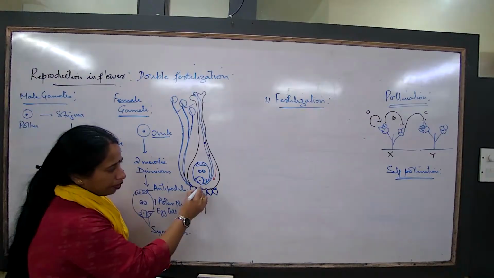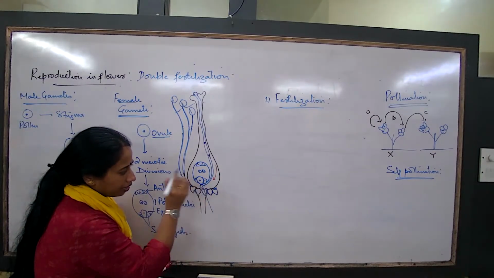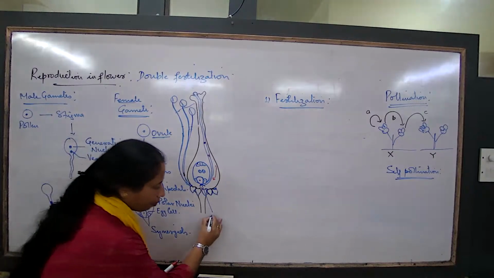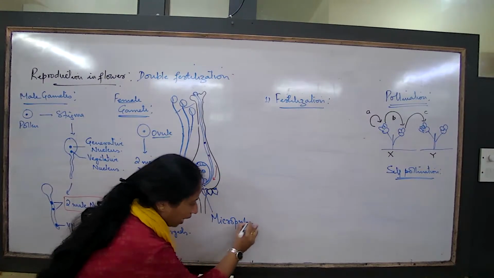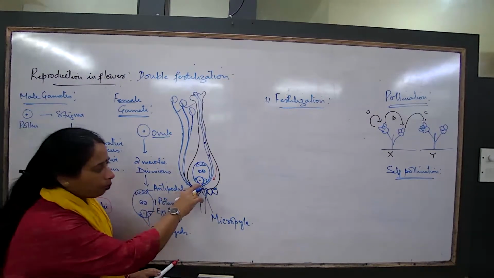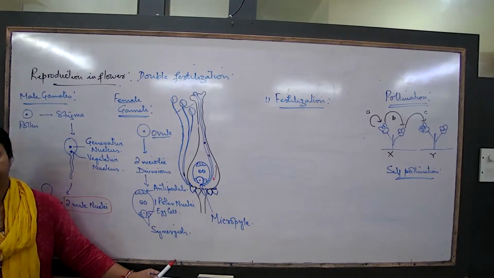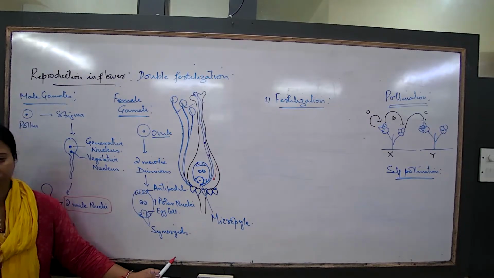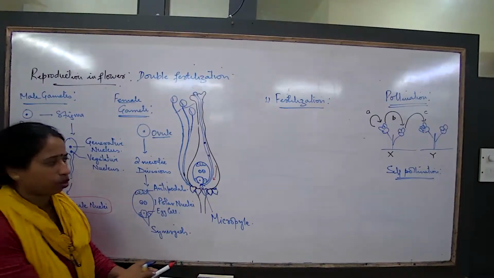and enters into the embryo sac through a small opening. There is a small opening at the base of the ovule. What is this opening known as? This opening is known as the micropyle. What is the micropyle? A small opening at the base of the ovule. What is the need? The need is for the male gametes to enter into the embryo sac one by one.